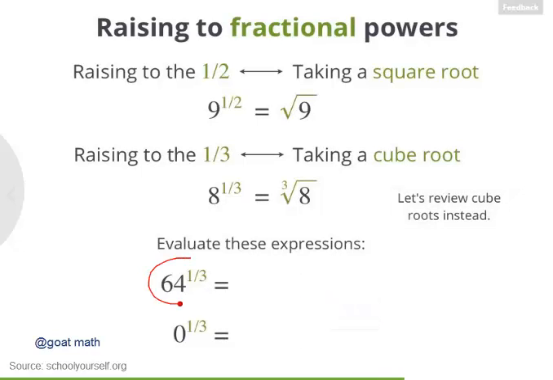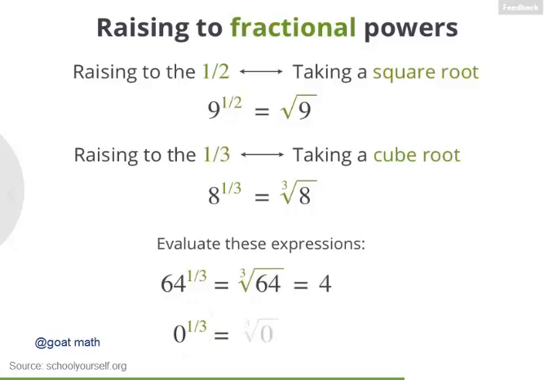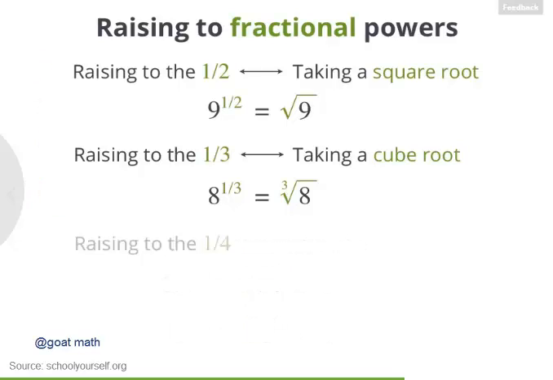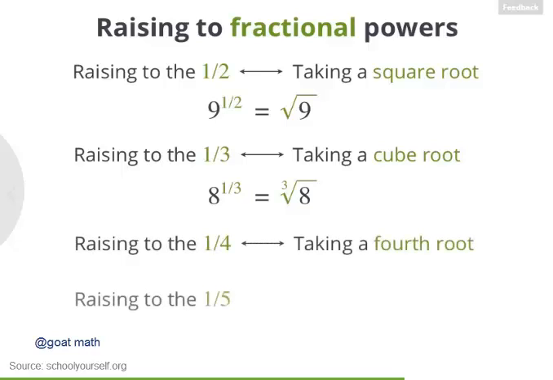Nicely done. 64 to the 1/3 is the cube root of 64, or 4, while 0 to the 1/3 is the cube root of 0, which is 0. So you probably see a pattern here. Sure enough, raising to the 1/4 is the same as taking a 4th root, raising to the 1/5 is the same as taking a 5th root, and so on.